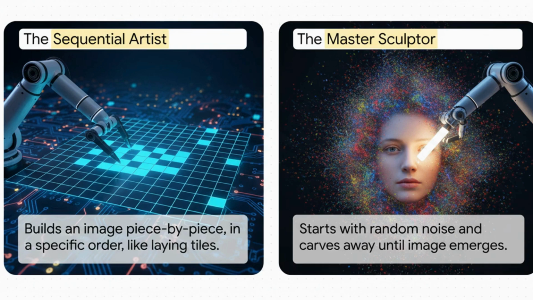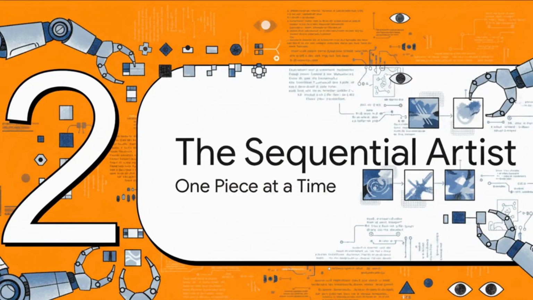Now, what's fascinating is that something like 90% of today's image generators, they're sculptors. But the very best text generators, the LLMs we use every day, they're all artists. They think sequentially.